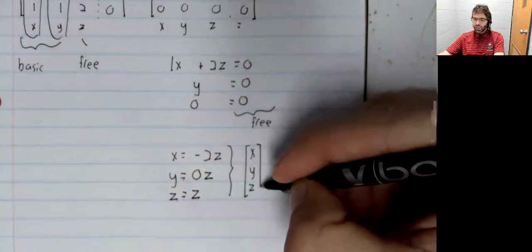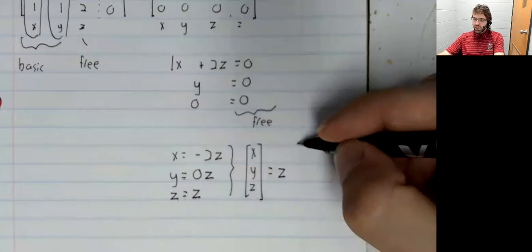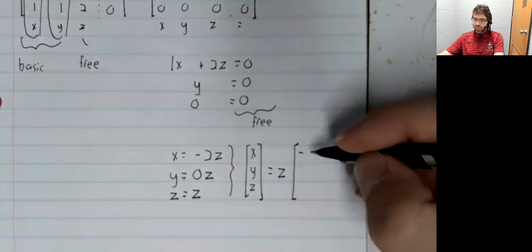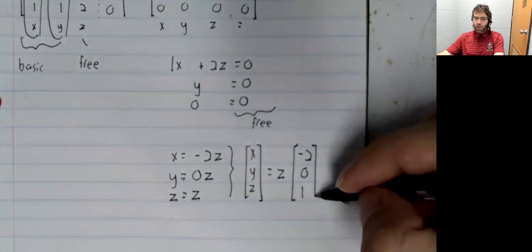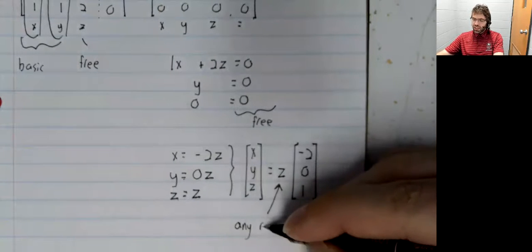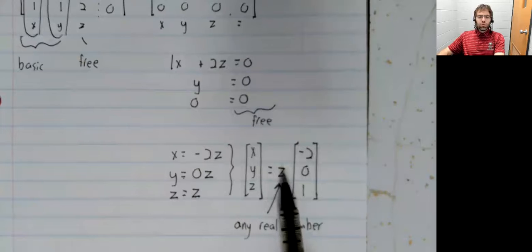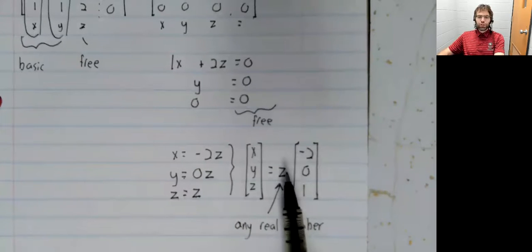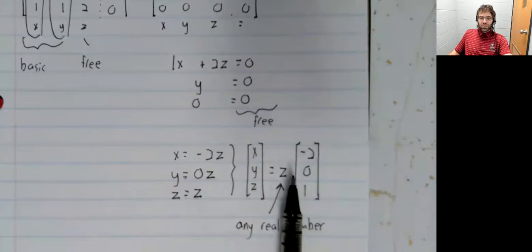that the vector x, y, z equals the free variable z times the vector negative 2, 0, 1. z is free. It can be any real number. And every value of z gives you a different solution. And because z can be any real number, and there are infinitely many real numbers, this is storing infinitely many solutions.